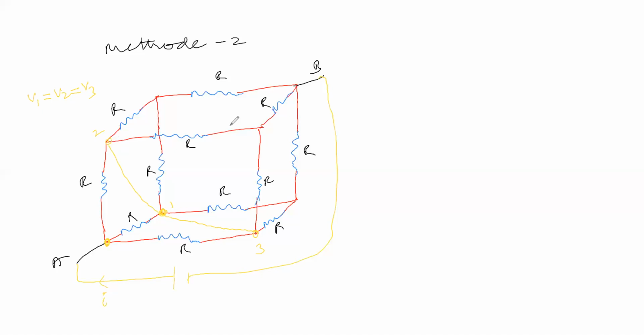Similarly, current I by 3 will be there here, here also, and here also. In these three resistances, currents are equal, so the potentials at points 4, 5 and 6 should also be equal. That means potential at 4 equals potential at 5 equals potential at 6. Since they are equal, if we connect these points by a wire, current will not pass through this wire.